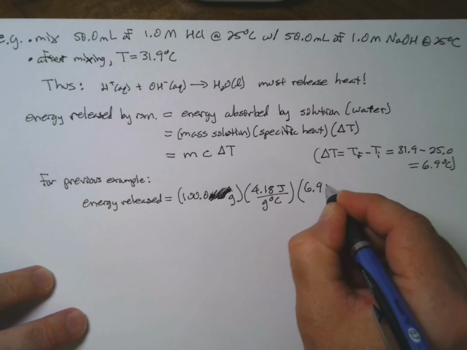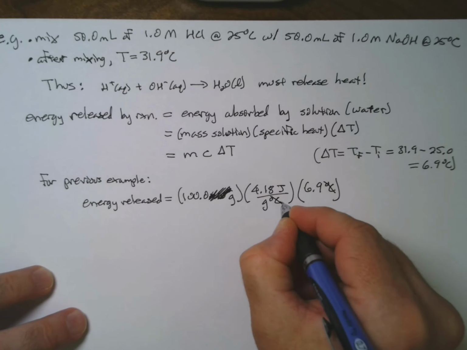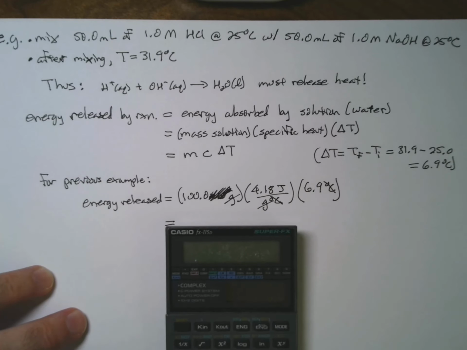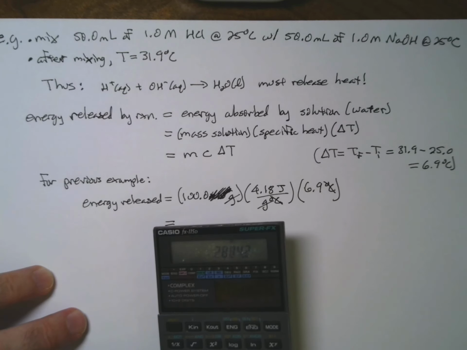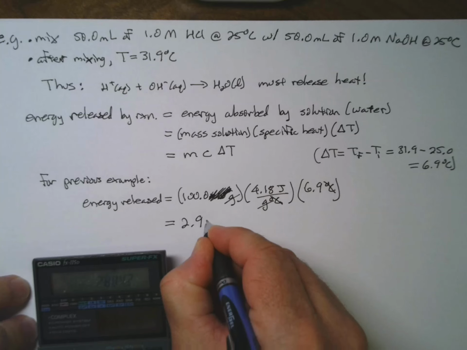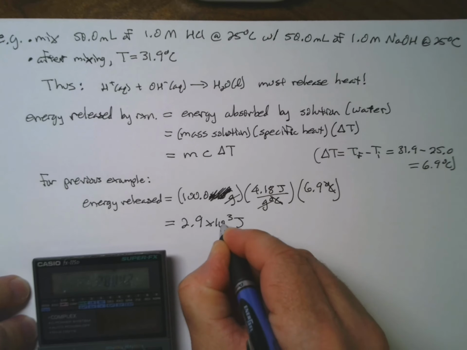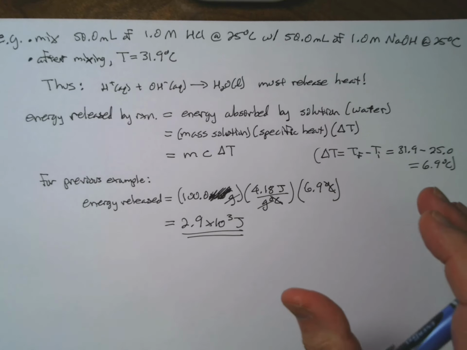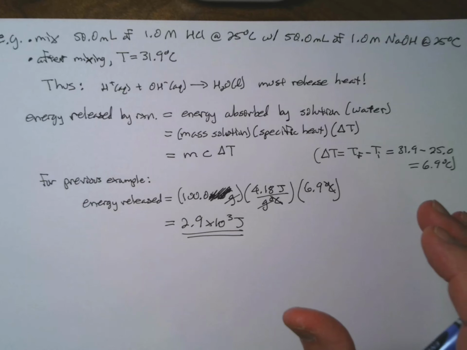So my degrees Celsius cancel, my grams cancel, and then I end up getting 100 times 4.18 times 6.9 equals 2884.2. So I get 2.9 times 10 to the third joules. That would be the amount of energy released by this particular reaction.